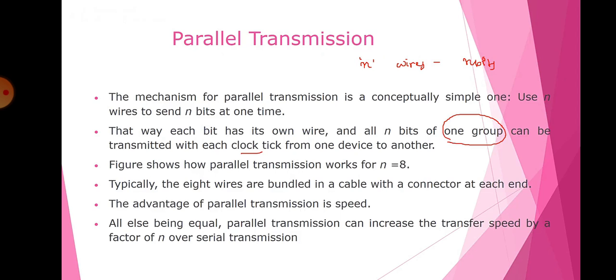For example, if you have 8 bits, or 1 byte of information, to be transmitted, we need to have 8 wires. The advantage of parallel transmission is speed. In parallel transmission we can increase the transfer speed by a factor of n over serial transmission. Because with a single clock we can transmit n bits together, but in the case of serial transmission, we can transmit a single bit at a given instant.